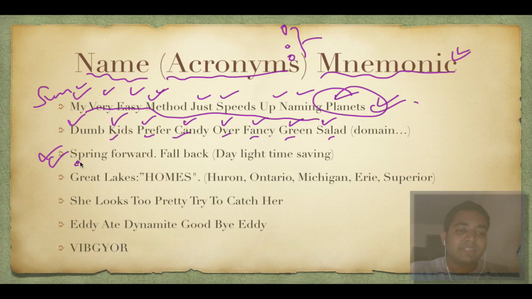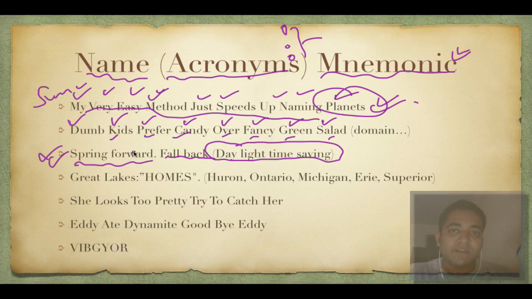Then again we have this: spring forward, fall back. There are certain countries like the USA where they have daylight saving time. What happens is, when spring comes, they move the clock forward by 1 hour, and when fall, that is autumn, comes, they put it back by 1 hour. So it's as simple as that. Spring forward, fall back.